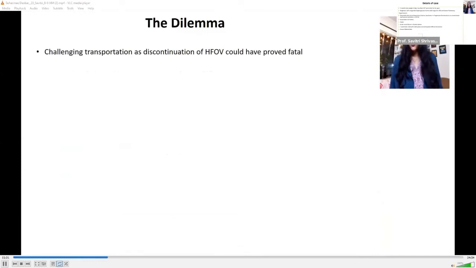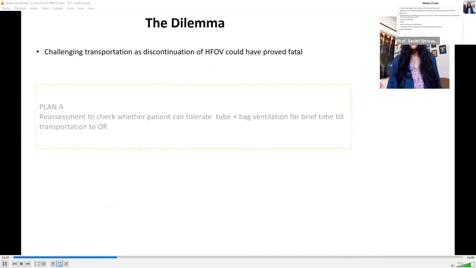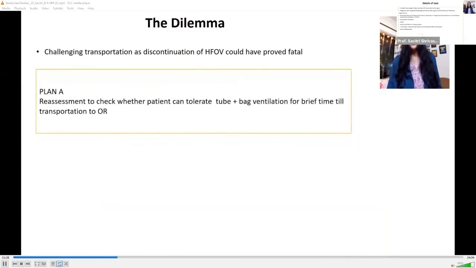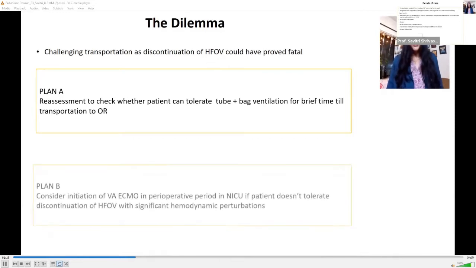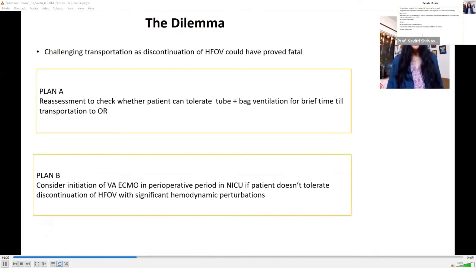This case had challenges at multiple levels, starting from the transportation of the patient, as discontinuation of HFOV could have proved fatal. So we had a plan A, to reassess whether the patient can tolerate tube and bag ventilation for a brief period of time till transported to the operation room, or plan B, to initiate VA ECMO in the perioperative period in the NICU if the patient doesn't tolerate discontinuation of HFOV, with significant hemodynamic perturbations. We went ahead with plan A.